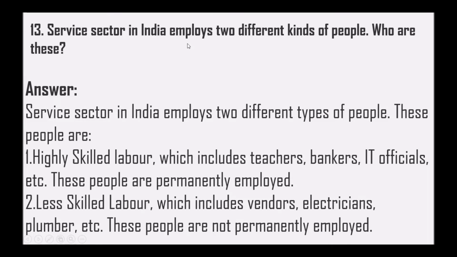Next, the service sector in India employs two different kinds of people. Who are they? Highly skilled labor, which includes teachers, bankers, IT officials, etc. These people are permanently employed. Less skilled labor, which includes vendors, electricians, plumbers, etc. These people are not permanently employed.